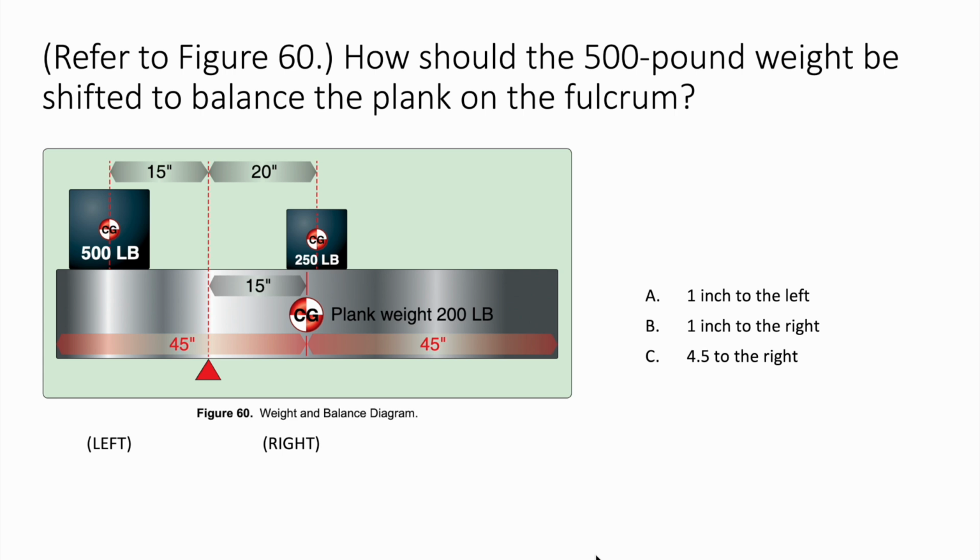All right, another common question is this one right here. How should the 500-pound weight be shifted to balance the plank on the fulcrum? The law of the lever says we multiply the weight or force times its distance or arm, and it should be balanced on each side of the fulcrum. So the question is asking how we should shift this 500-pound weight so that it's balanced to the right side.